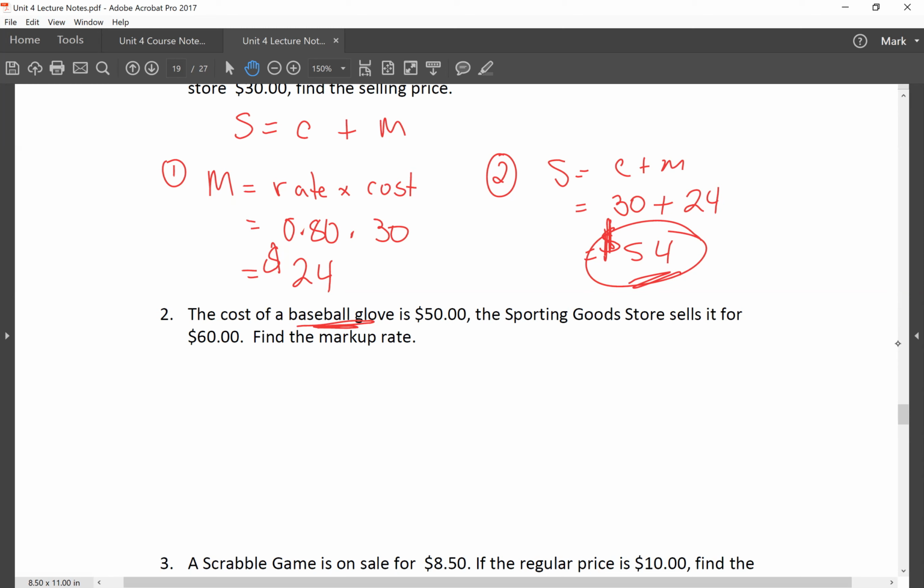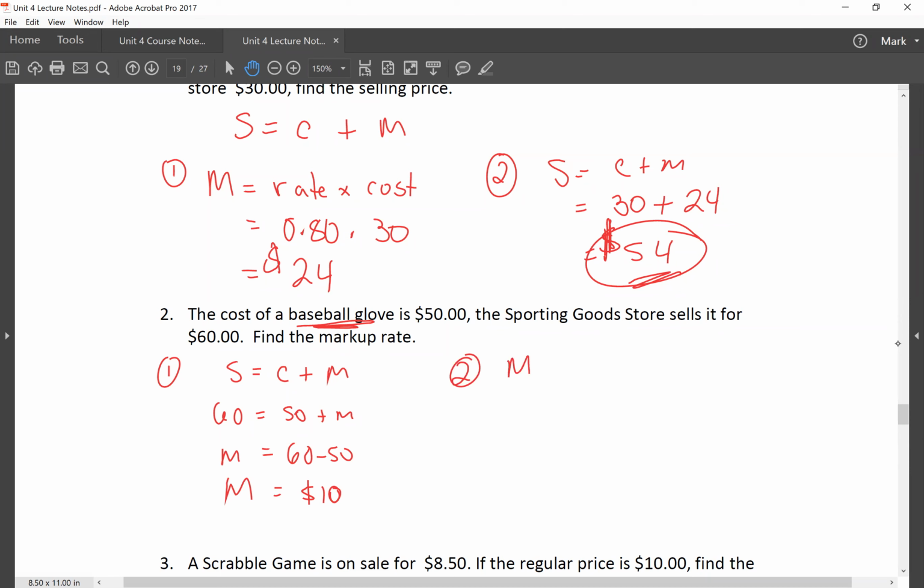Okay, so my selling price is the cost plus the markup. So $60 equals $50 plus whatever the markup is. So this is part one. My markup is going to be 60 minus 50, $10. 10 real, $10, whatever. Okay, step number two.